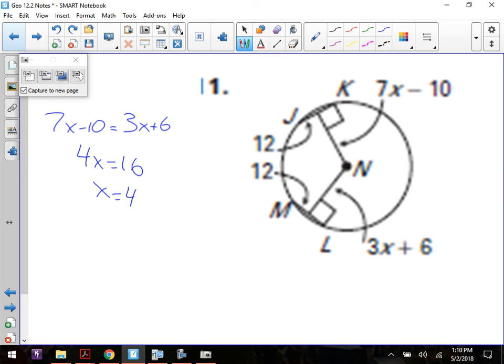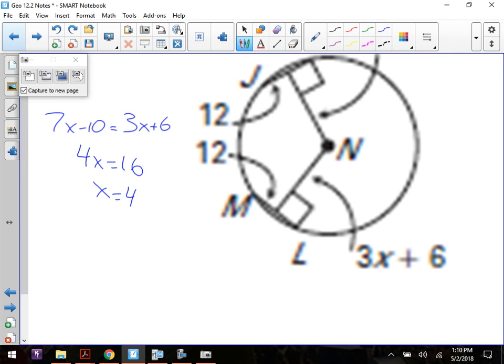Now, in theory, you could still take this value and figure out what your radius is. Because what does the segment that goes to the chord do to the chord? Bisects it. So if the whole thing was 12, this part would be 6. If I substitute in 4, what's 3 times 4? 12. What's 12 plus 6? 18.